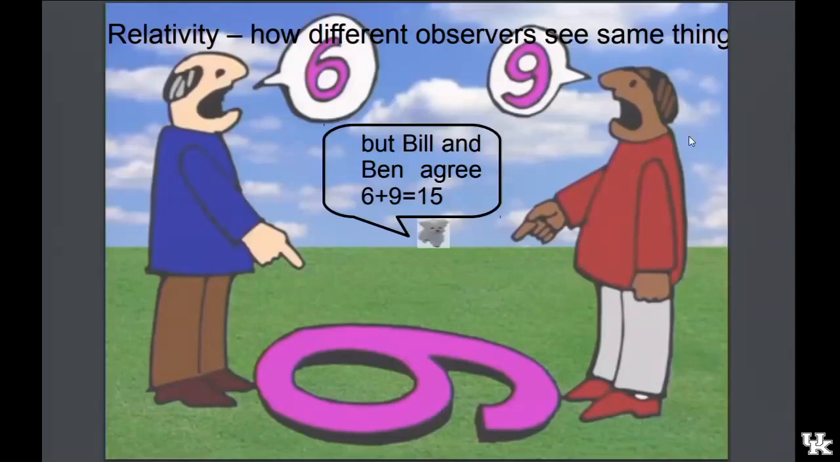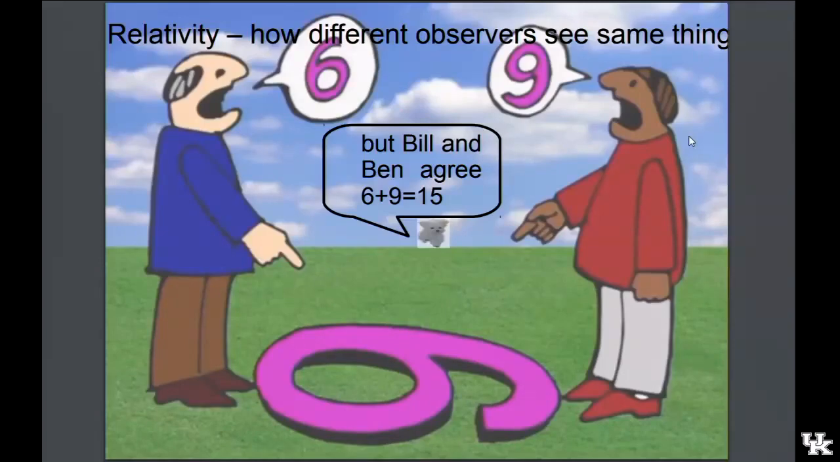So relative things, you might have in your reference frame, if it's a relative quantity, you might describe that quantity differently. If it's an invariant quantity in your reference frame, you would describe it the same as my reference frame. So here's an example of relativity and invariance. Ben and Bill found this number on the grass, and Ben thinks it's a 6, and Bill thinks it's a 9. So they're observing that number, and they observe different numbers. So that's a relative quantity.